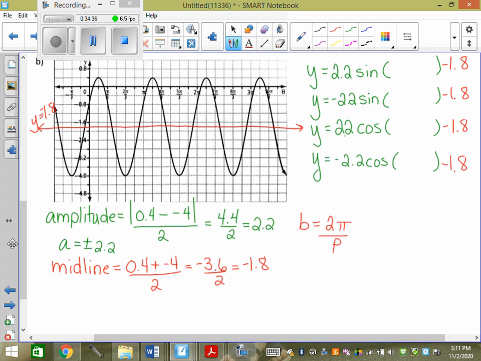Okay, I'm going to start at 0.8, go past the max, past the min, back up to 0.8. And that happens from 0 to pi. So the period is pi, which is not my b value. My b value is 2 pi divided by pi, which is 2.